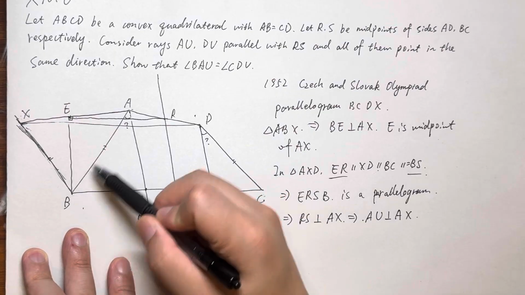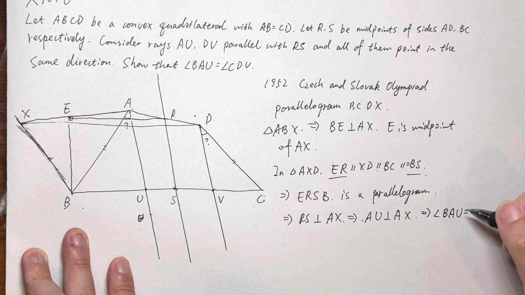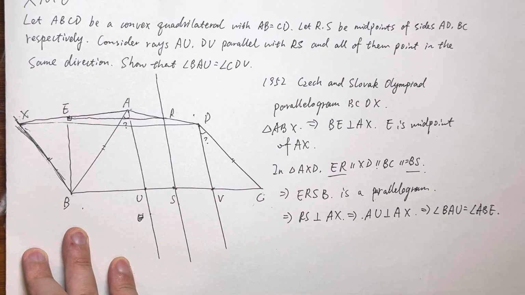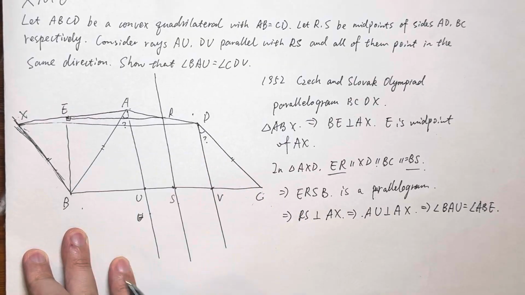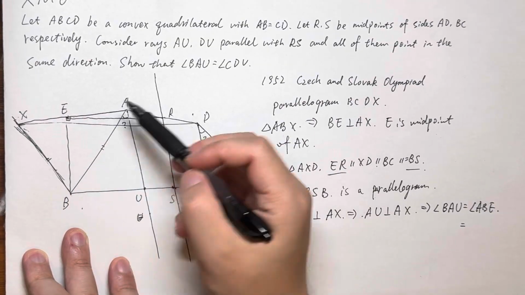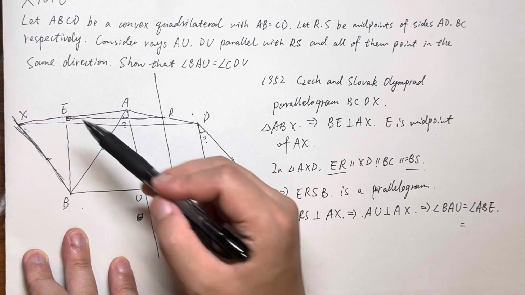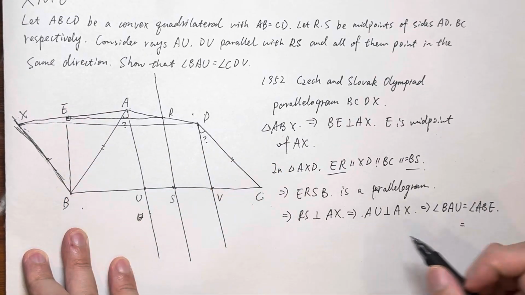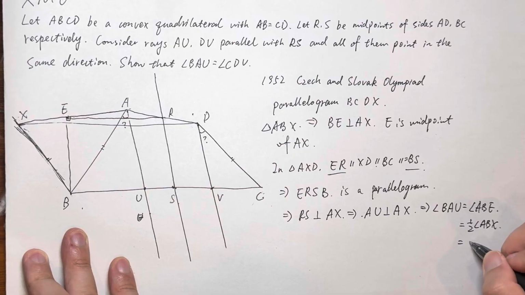Which means angle BAU equals angle ABE. Angle BAU equals angle ABE, and equals, because ABX is an isosceles triangle, angle ABE is half of angle ABX. Which means it equals angle XBE.